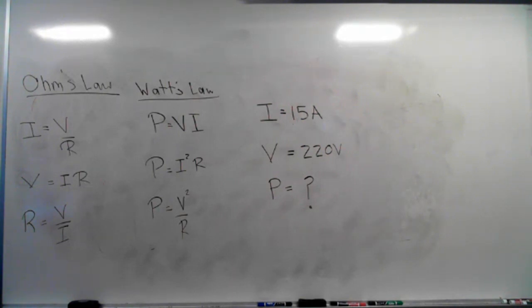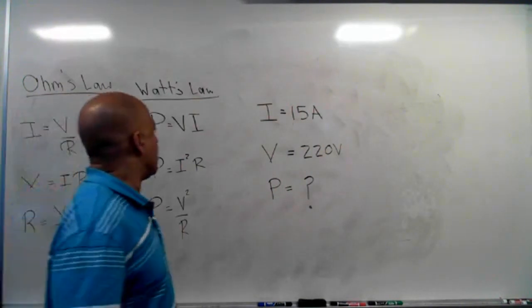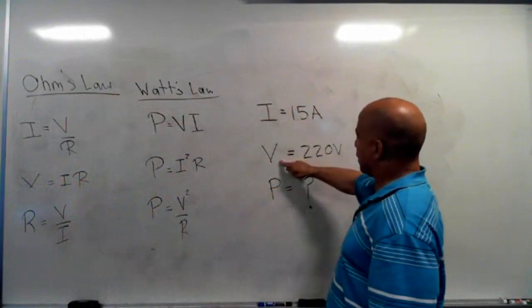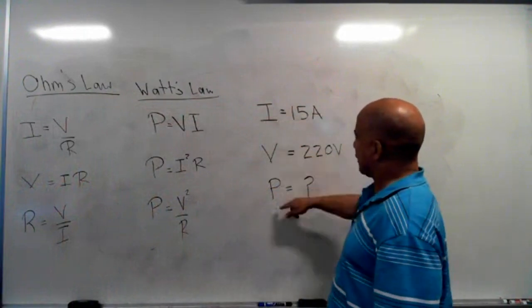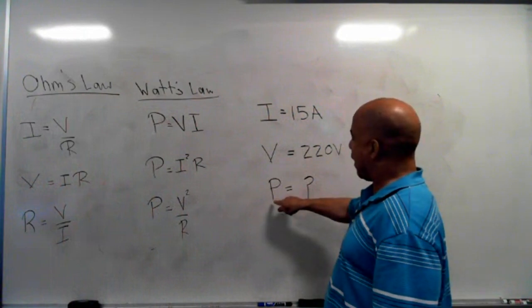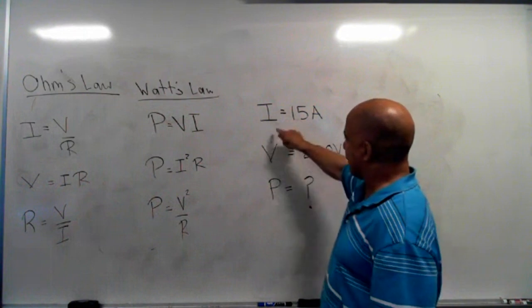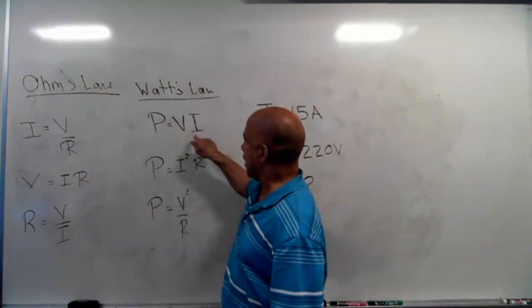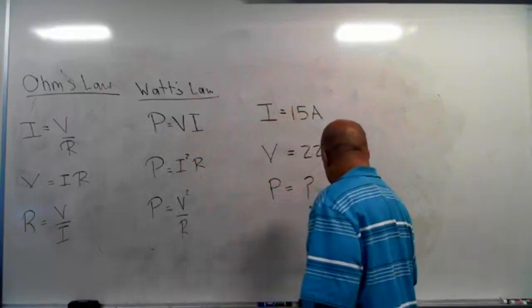Problem number 4, you have a clothes dryer. The clothes dryer draws 15 amps of current from a 220 volt line, and you calculate the power used. Notice I made a list here. I list what I'm given, and I list what I'm looking for, and this list tells me which equation to use. I need an equation for power, P equals. It's got to have a V, an I, and a P in it. The only one with that would be the first one, P, I, and V. That's going to be my working equation.